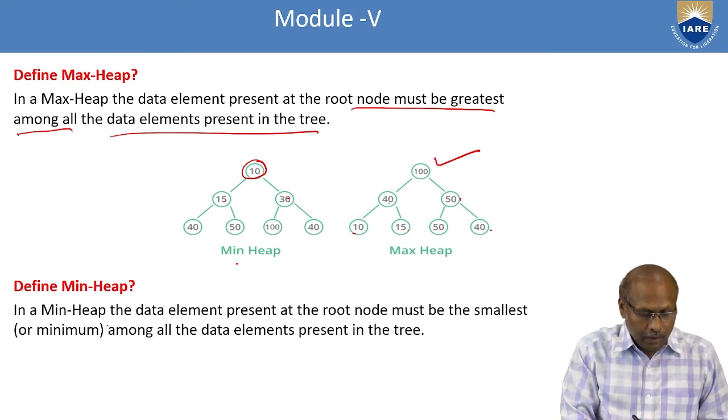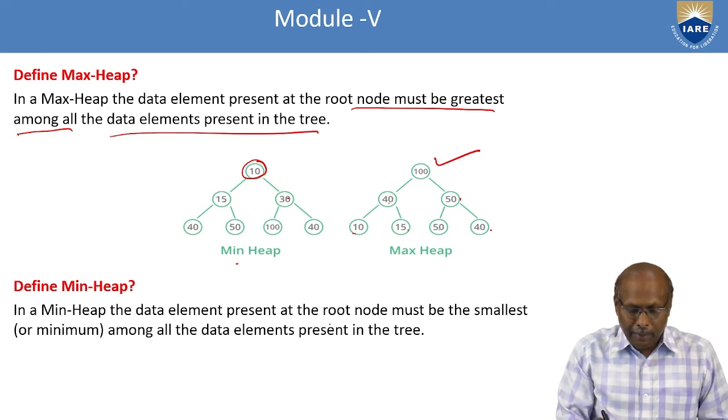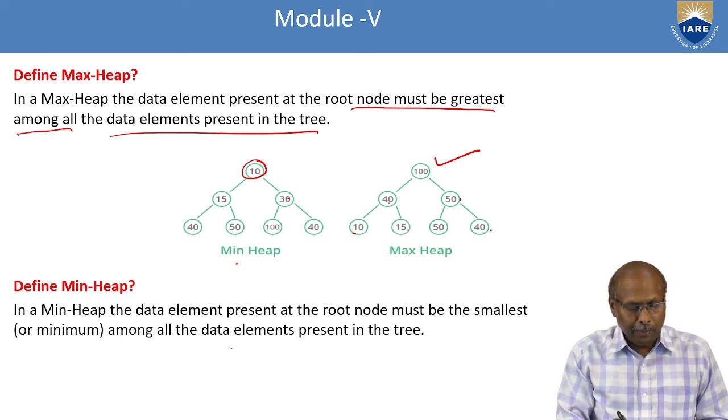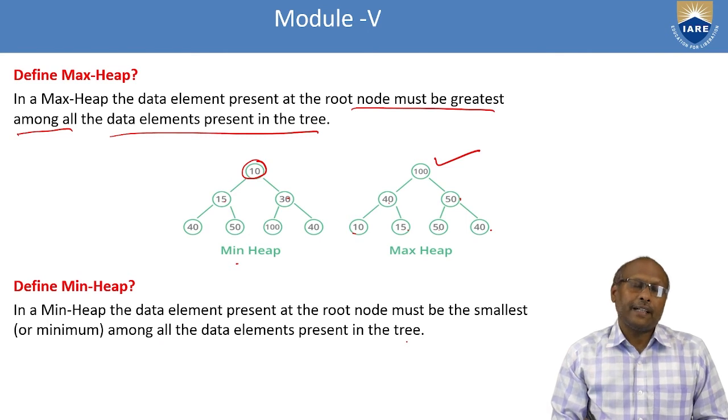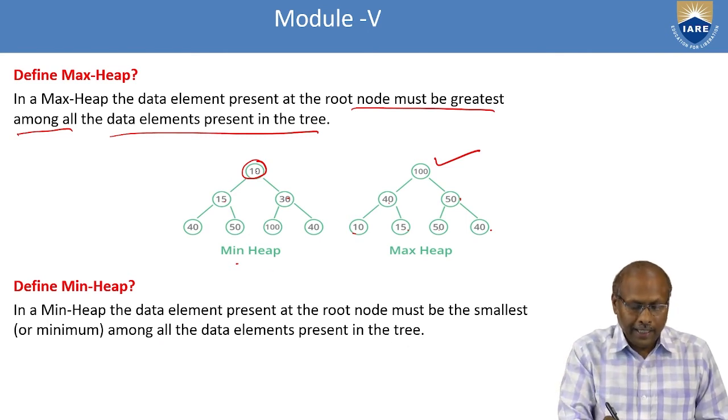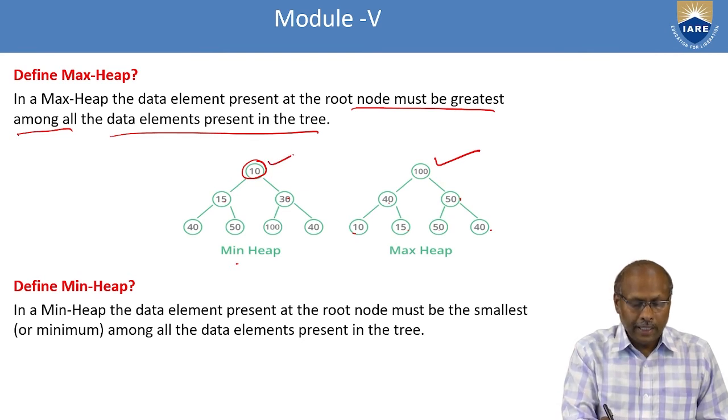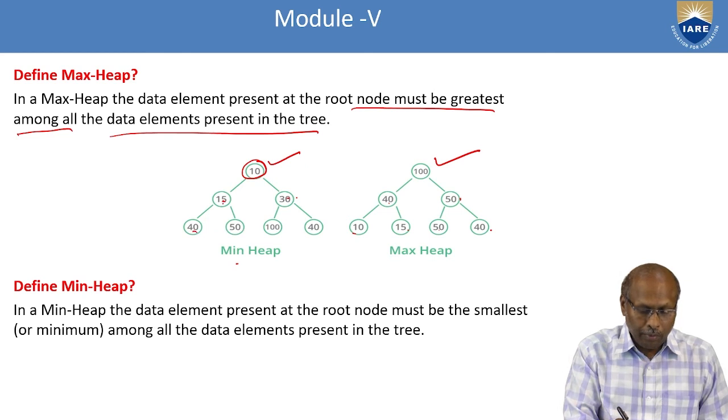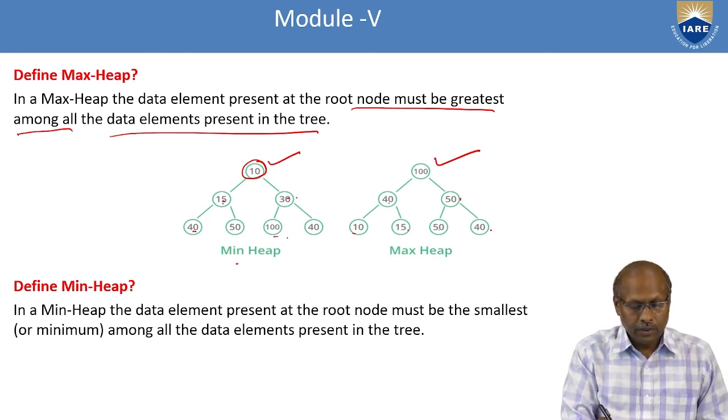Similarly for a min heap, the data element present in the root node must be the smallest among all the data elements in the tree. So in a min heap, the root or parent is smaller than both the children. Here 10 is smaller than 15 and 30. Here 15 is smaller than both 50 and 40. And 30 is smaller than 140. So this way you can do it.